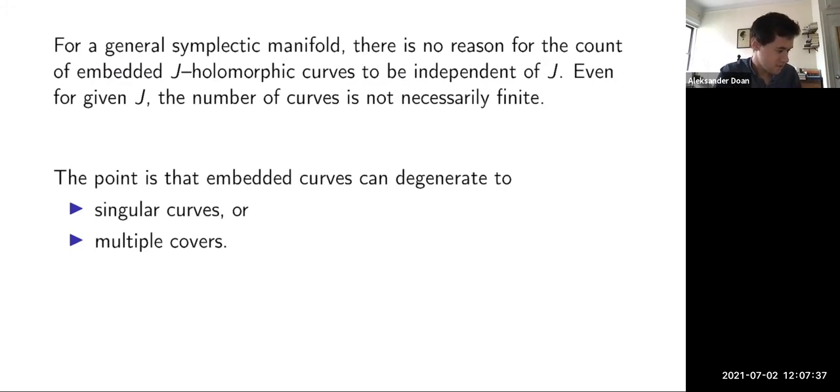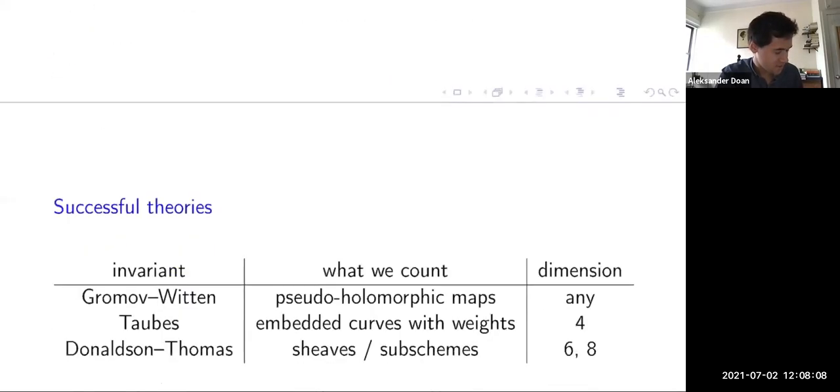But really what I want to stress is this point. If you want to answer this question, whether you can count embedded curves, you have to do something. You either have to restrict the class of symplectic manifolds you're interested in, or you have to change what you mean by counting curves. So you have to give up on something. And there are many successful theories that do that.